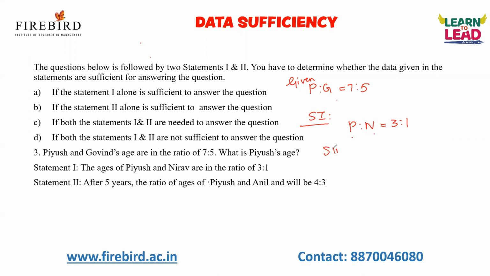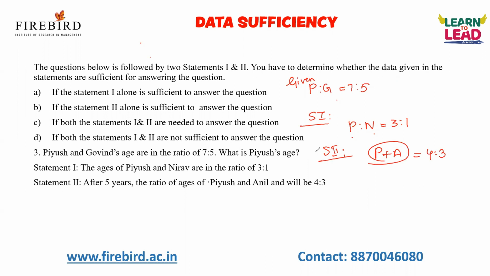So let us move on to statement 2. After 5 years, the ages of Piyush and Anil. There comes another new person, Anil. Their age ratio will be 4:3. So in total, there are 4 unknown people. Even if we combine all 3, that is statement 1, statement 2, and the given statement, we cannot answer, because there are 4 unknowns and only 3 equations.